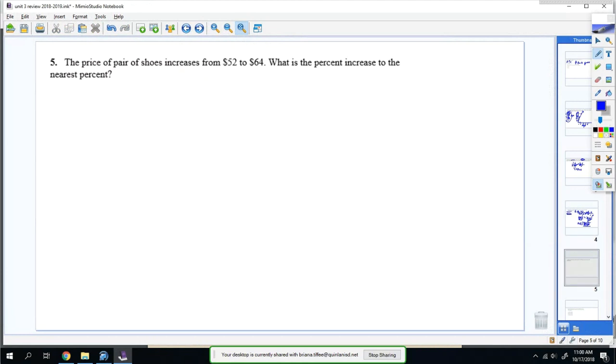Okay. Number 5, the price of a pair of shoes increases from 52 to 64. What's the percent increase to the nearest percentage?